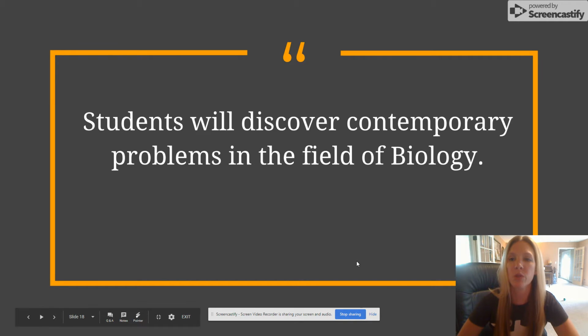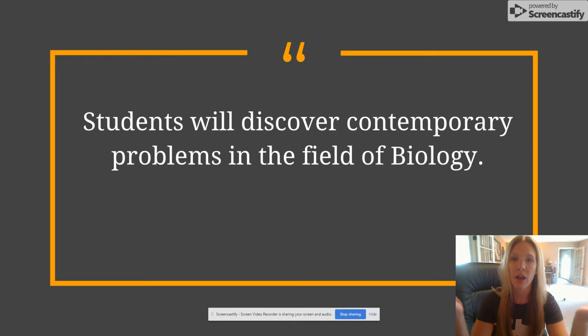In this next one, the students will discover contemporary problems in the field of biology. With this one, it's just very broad. It kind of reads more like a rationale than it does a learning objective. So discover is another one of those no-no verbs that you really can't measure. So you would need to change the verb from discover to something else that matches that level of Bloom's in your TEKS. Contemporary problems, again, what does that kind of look like?